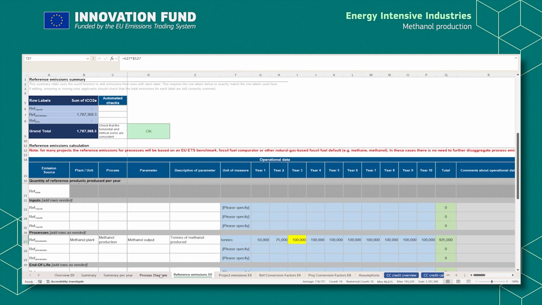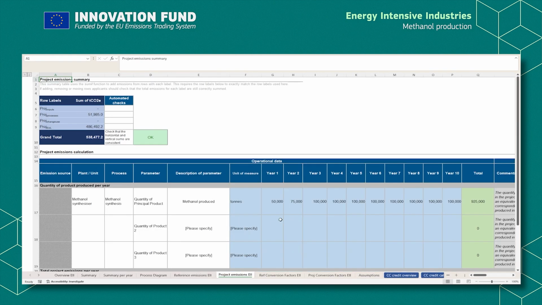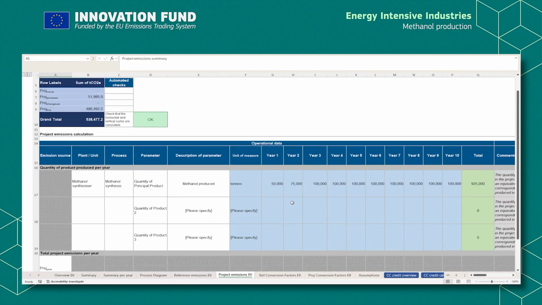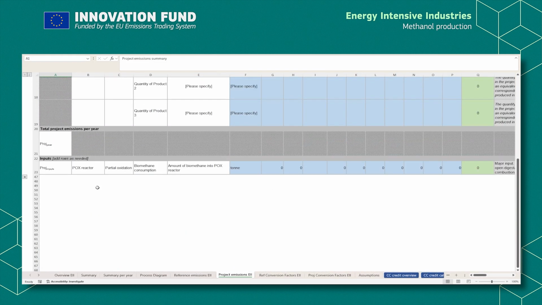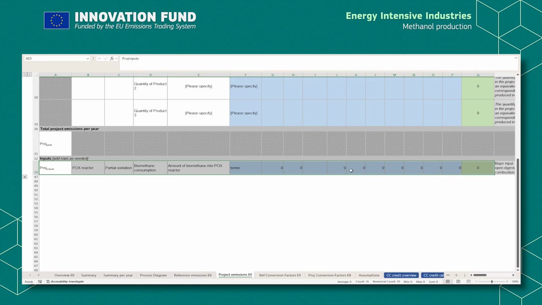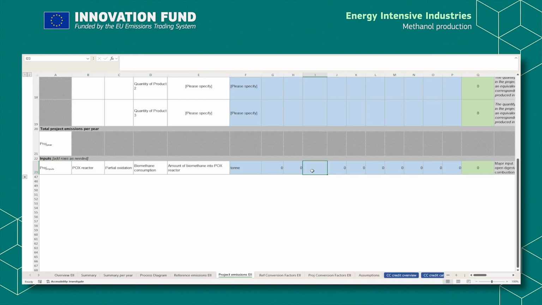Having completed our reference emissions, we go to the Project Emissions tab to enter data to calculate the emissions in our project scenario. For the example, I've temporarily hidden all our processes and all but one of our inputs, so that we can focus on completing our first input row. There are no rules about which order you list your inputs and processes, but if you can choose a clear and logical order, it will help the evaluators understand your data.